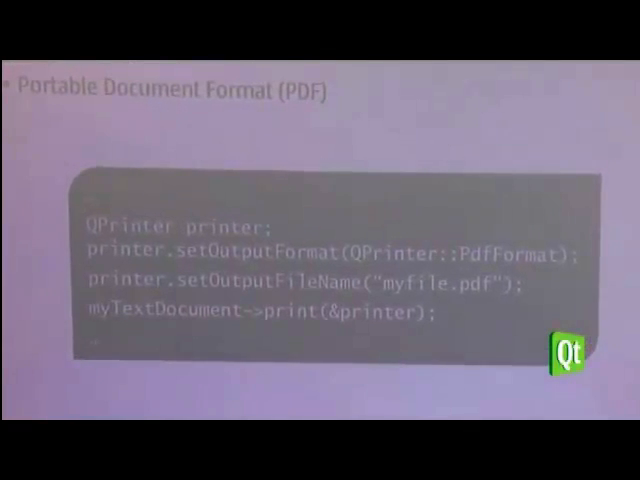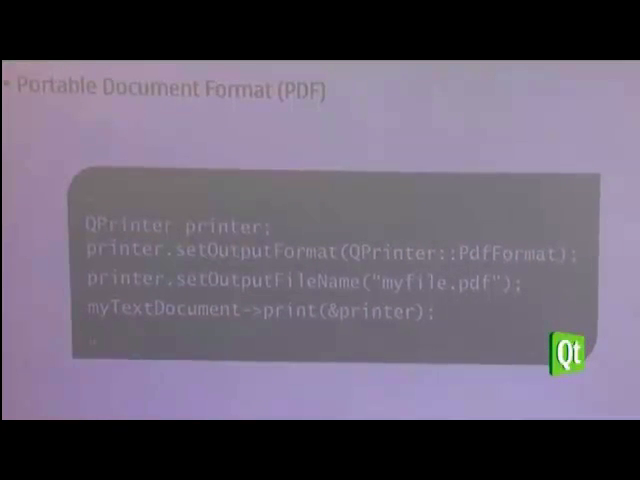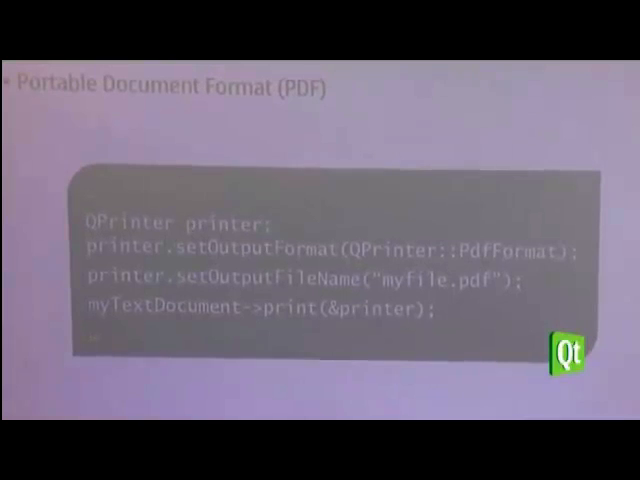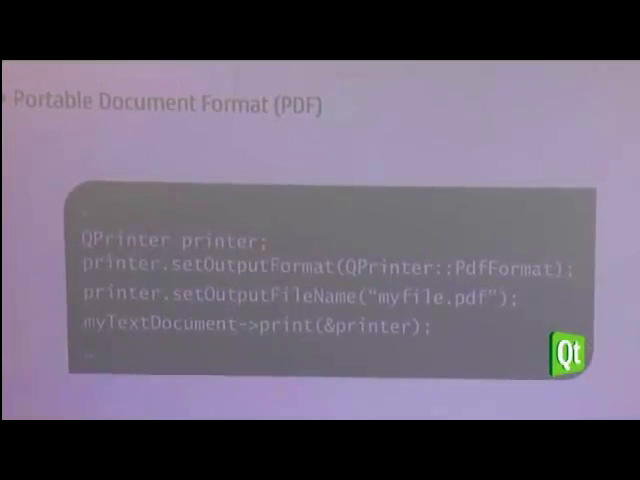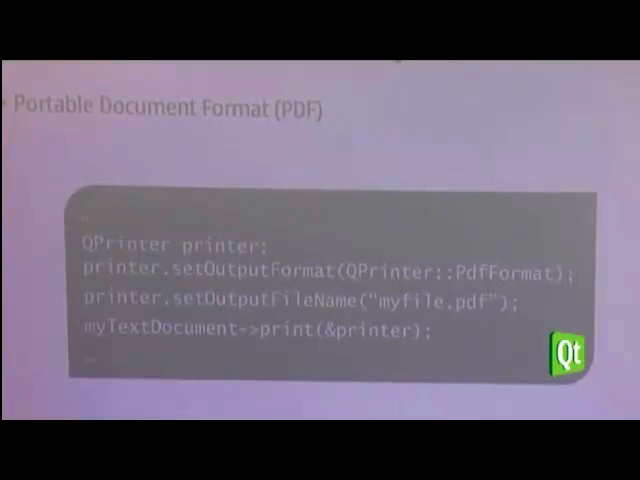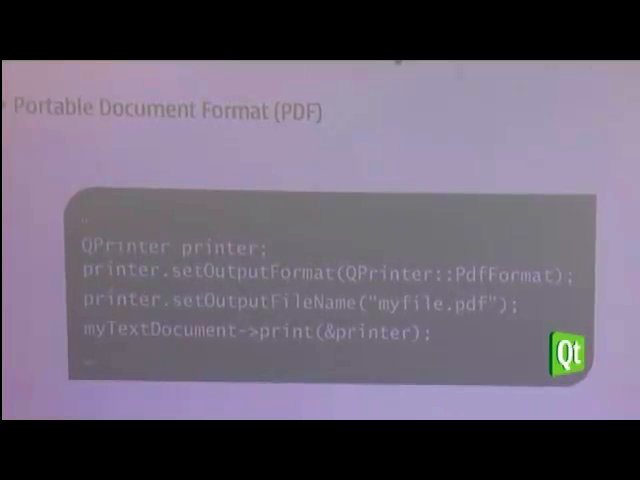Similarly, creating a PDF of your document is very simple to do as well. Simply create a QPrinter, set the output format to PDF format, set the file name you want to save it to, and then simply get your text document and call print on it, passing the printer. This will create a PDF document for you. Also, if you're one of those old school people that like to use PostScript, PostScript also works exactly the same way. Instead of passing PDF format, you pass PostScript format.